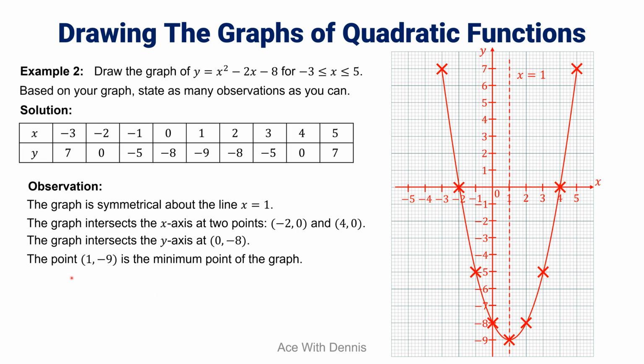The point 1, -9 is the minimum point of the graph. So this is the point 1, -9, which is the minimum point of the graph. One more thing we can say is that the graph is in the shape of a parabola and opens upwards. So this is open upwards.